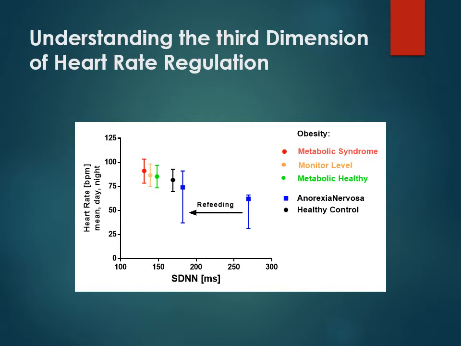increase of heart rate in children with obesity with respect to their metabolic control. Those with the metabolic syndrome have the highest heart rates and the lowest heart rate variability. On the other side, there are the anorexic children with low heart rates and very low heart rate variability who significantly increase the heart rate and decrease the heart rate variability during refeeding.